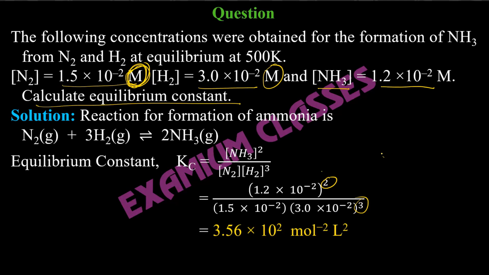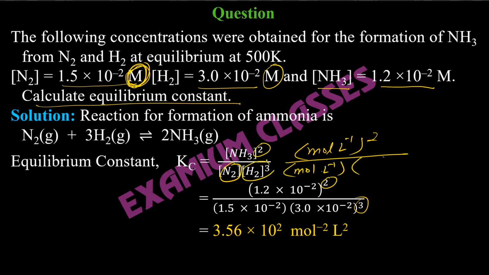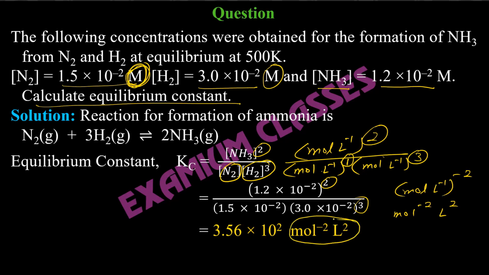Units will be according to the equation. This is whole square, so it will be (mole per liter) whole square, divided by this is molarity, that is mole per liter, and this is (mole per liter) whole cube. Here you have a square and here you have 1 plus 3, 4. So 2 minus 4 will be minus 2. So the unit will be (mole per liter) to the power minus 2, that is mole to the power minus 2 and liter to the power plus 2. Minus into minus will be plus here. So that's how you will write the unit.